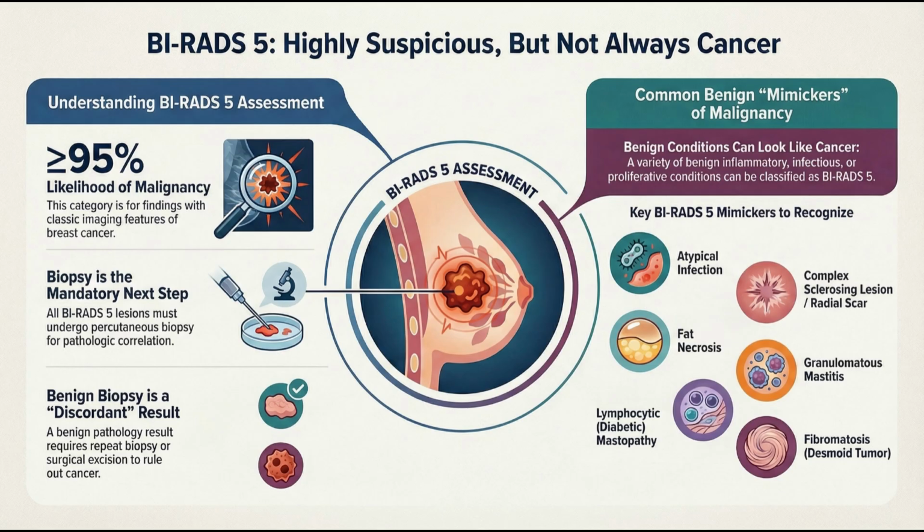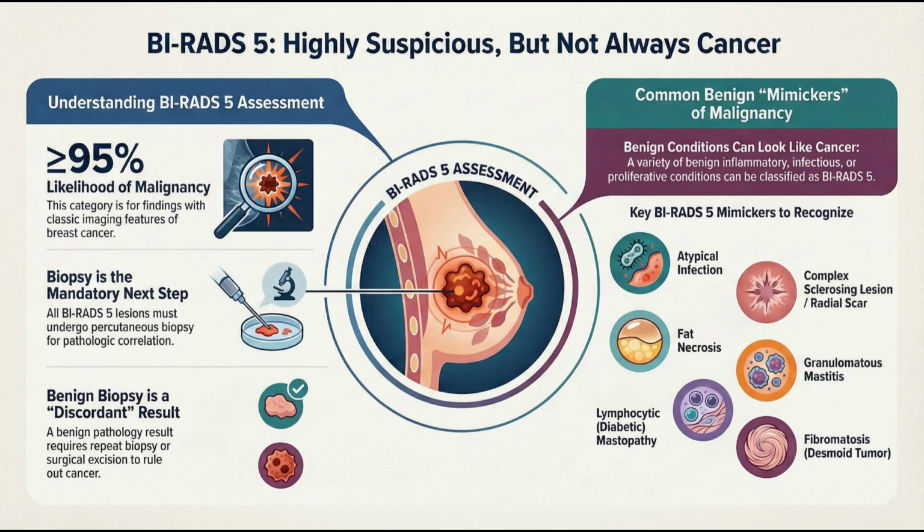Why the big difference? It's a mix of things. Academic centers with subspecialists might hit that higher number, but it can vary based on the specific population, the equipment, interpretation. But the bottom line is, even on the high end, there's always a chance it's not cancer. And because of that chance, what is the mandatory next step for any BI-RADS 5 lesion? No ambiguity here. Zero.